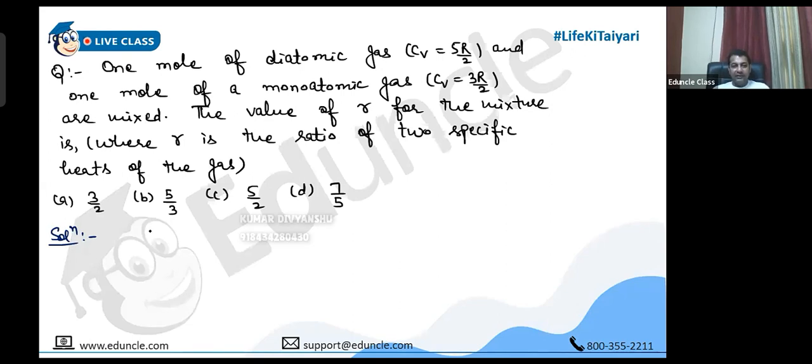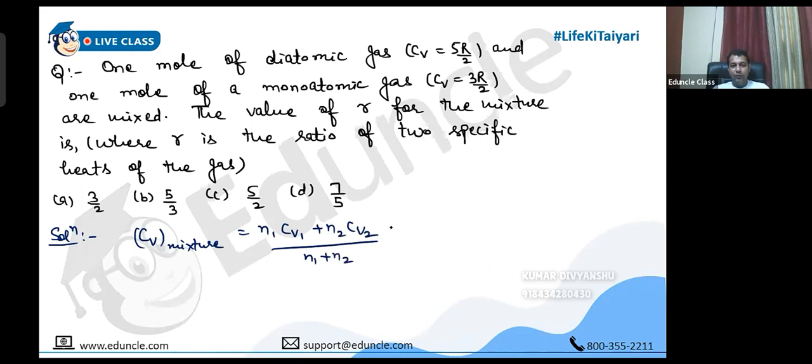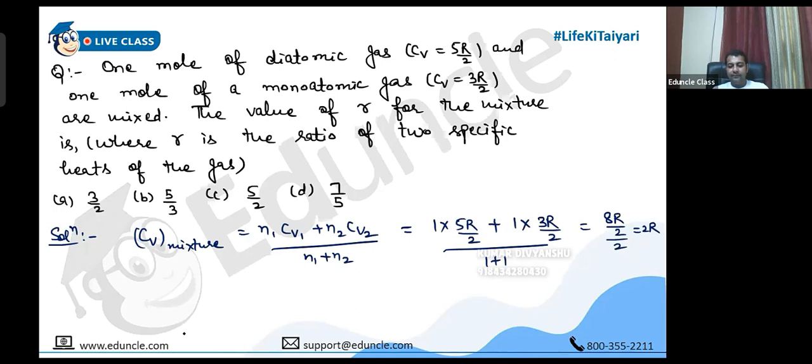And the formula for that is CV mixture. It is N1 CV1 plus N2 CV2 by N1 plus N2, where N1 and N2 are the moles. And we have 1 mole and then 5R by 2. N2 is again 1 mole and then 3R by 2. So 1 plus 1, it is 2 now. So it is 8R by 2 by 2. So it is 2R. Now, please check.